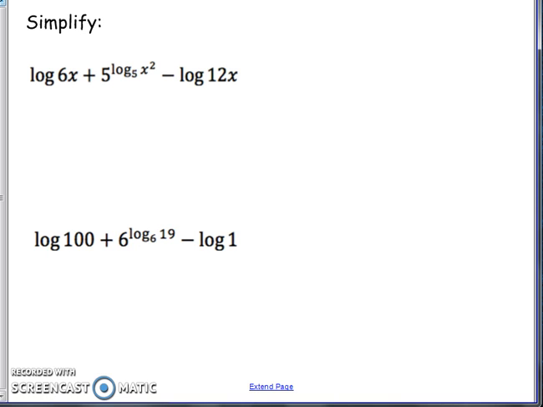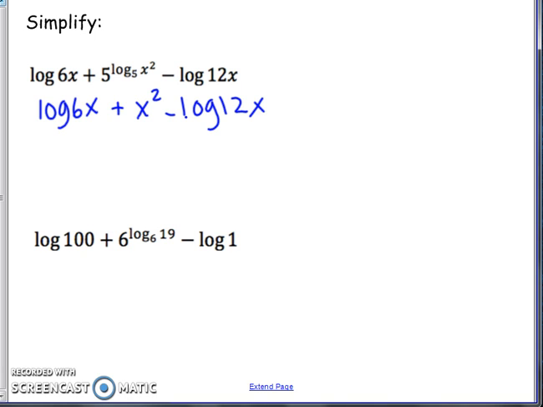So now what we're going to do is use those properties to simplify these log problems. So if we have log 6x plus 5 to the log base 5 of x squared minus log 12x. First thing I'm going to do, I'm going to keep this log 6x. I know from my rules that 5 to the log base 5 of x squared is just going to be x squared. So I'm going to rewrite this middle term as x squared, and then I'm going to keep this for right now, minus log 12x.